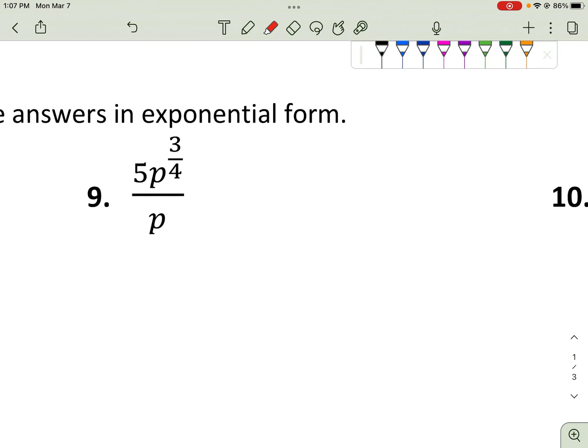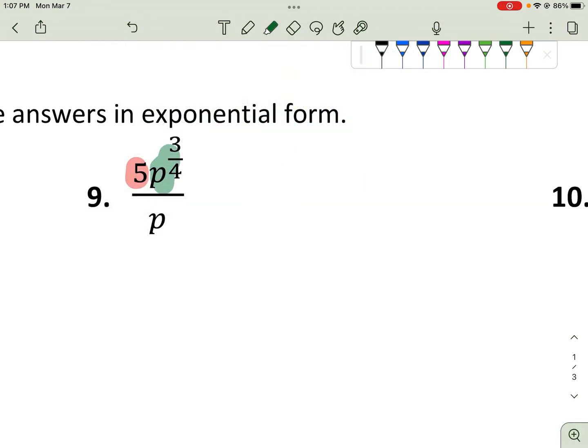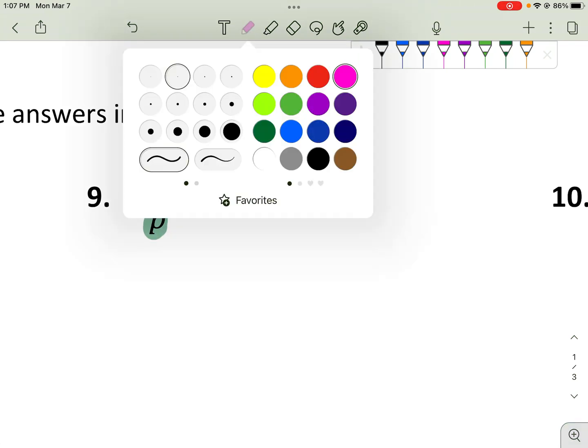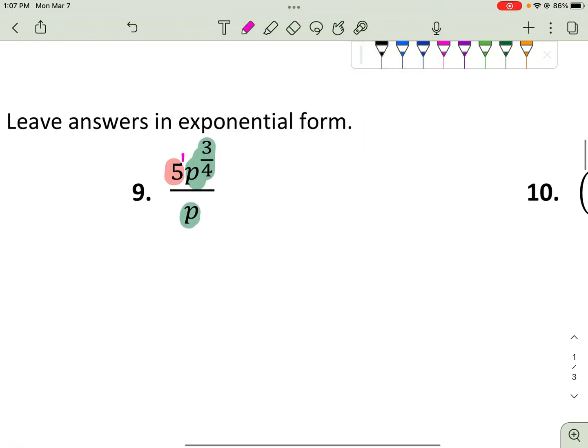So the 5 is just a 5. It just hangs out there. There's not even another number in the problem. And then these two things is what we deal with. So remember, this is actually p to the first right there. The 5 stays 5, so this becomes 5 p to the, this is where you subtract the exponents, 3/4 minus 1, which is 5p to the negative 1/4.